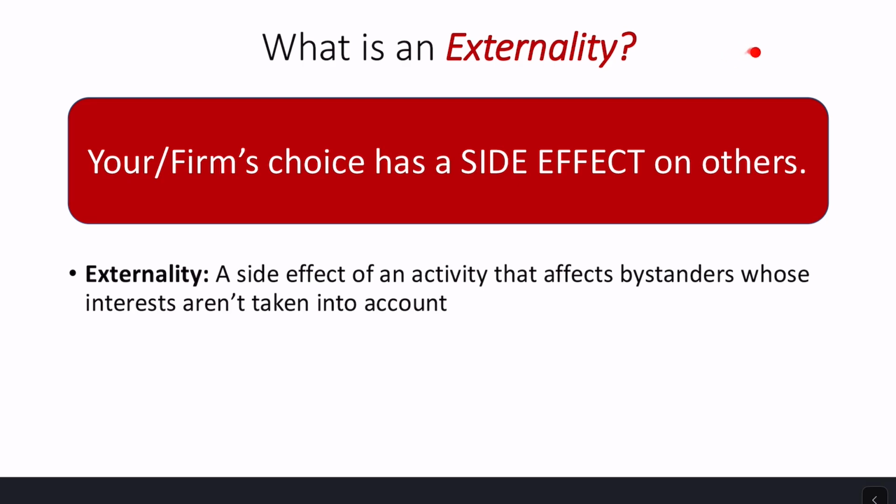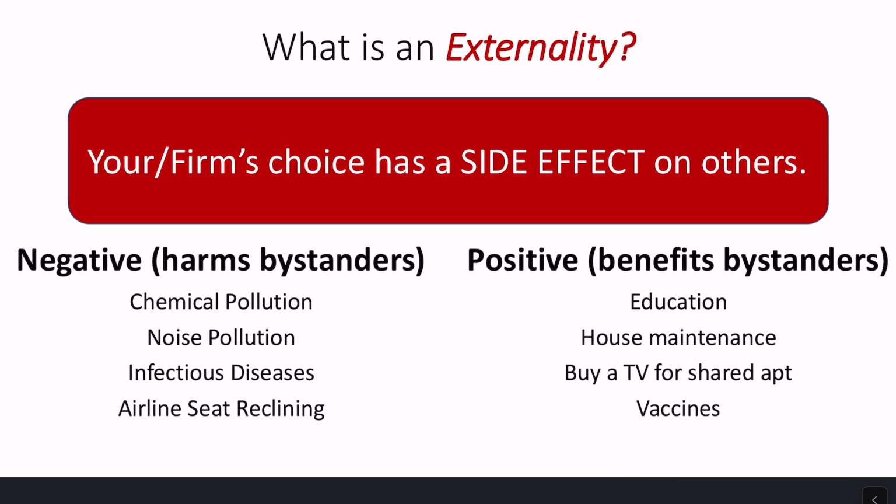An externality is any time either your decision or your choice, or say a firm's decision or their choice, has a side effect on others that isn't taken into account in terms of the costs or benefits. So you can think of an externality as a side effect of an activity that affects bystanders whose interests aren't taken into account when that decision is made. I'll go through a couple of examples here.